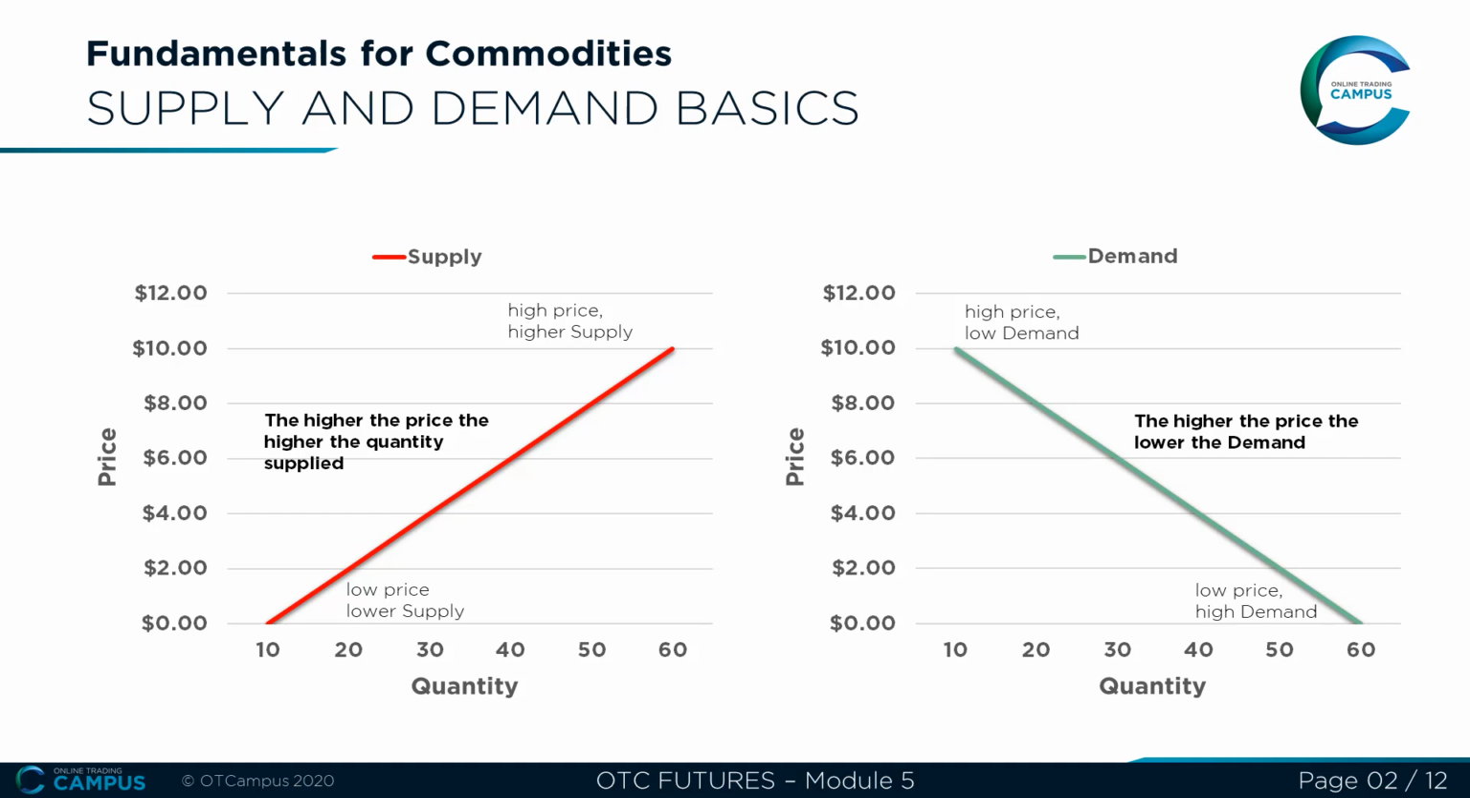Now let's flip this around and look at supply, which is the red line here. Supply will rise as price moves higher. So if you have a low price, the supply tends to be lower. The higher the price gets, supply tends to get higher, or more supply here.